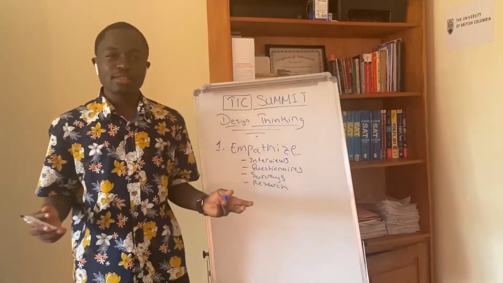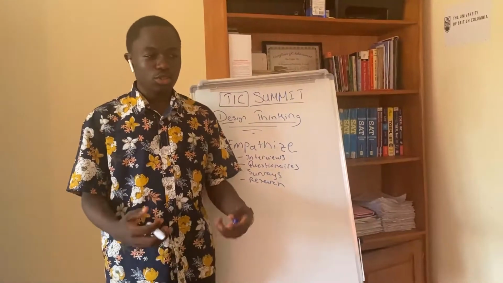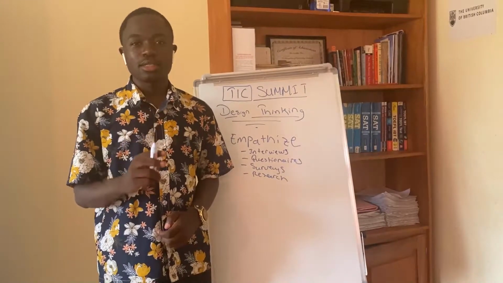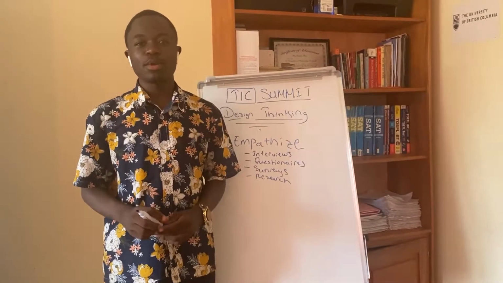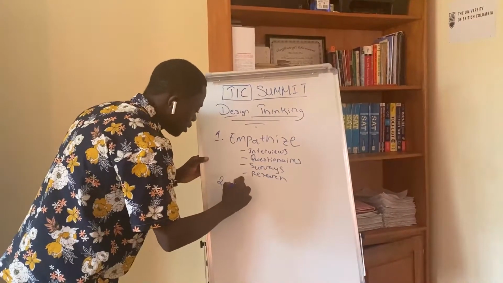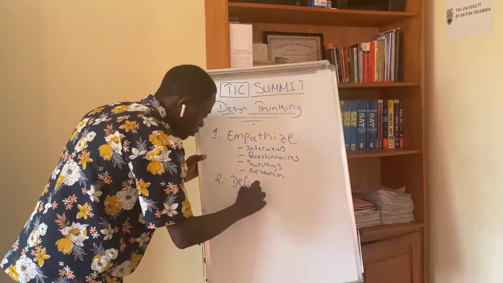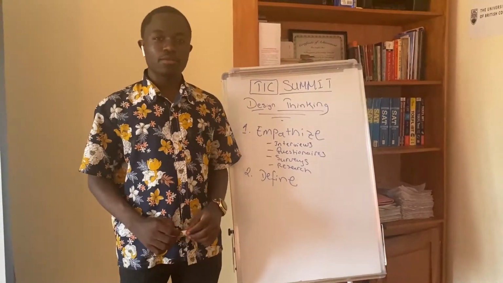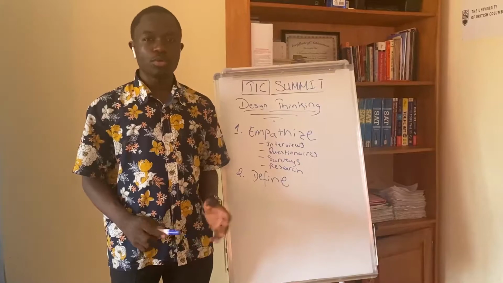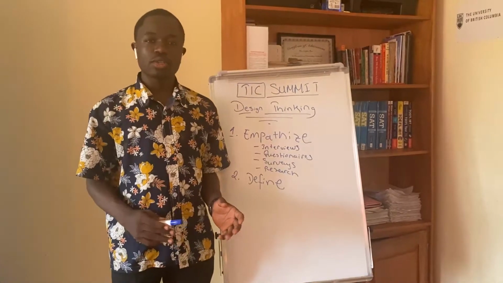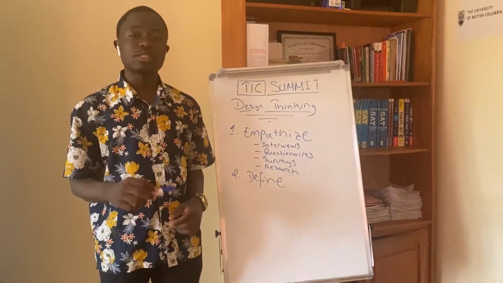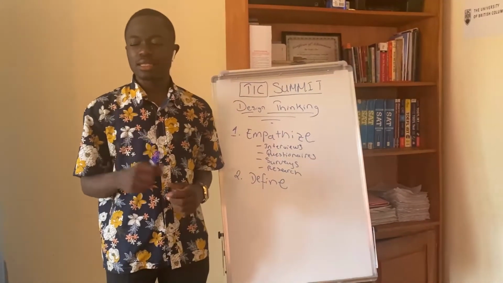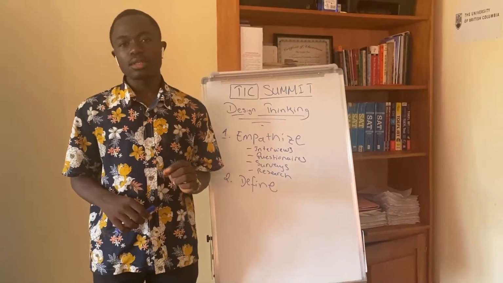Now, what do you do next after you've understood the situation, you've understood the problem that you've been faced with? Define. Define a problem statement. The next step is define. After you have understood the problem, understood the user experience, it's now time to define the problem. It's now time to bring together what are the user's needs and the problems the users are facing.